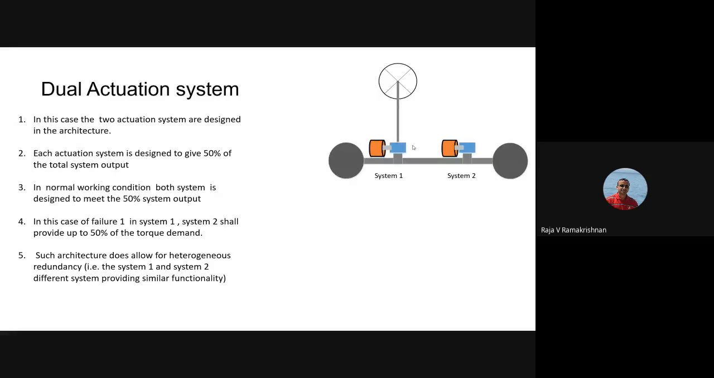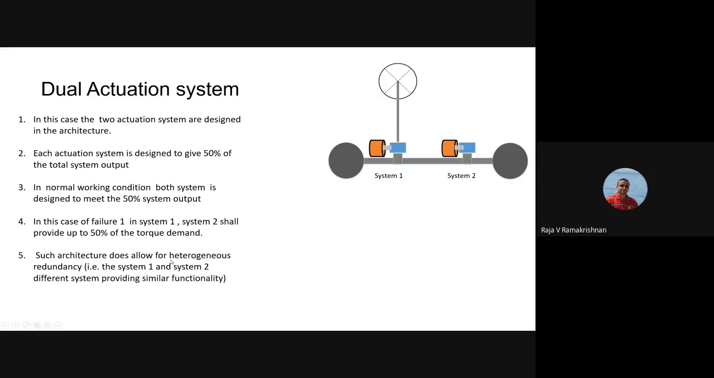Now, dual actuation system is another where we have 2 actuation systems. That means it's not just the motor. You have 2 separate sets of motor, controller, everything. In this case, 2 actuation systems are designed in the architecture. Each actuation system is designed to give 50% of the total system output. In normal working condition, both systems are designed to meet 50%. In the case of failure 1 in system 1, system 2 shall provide 50%.